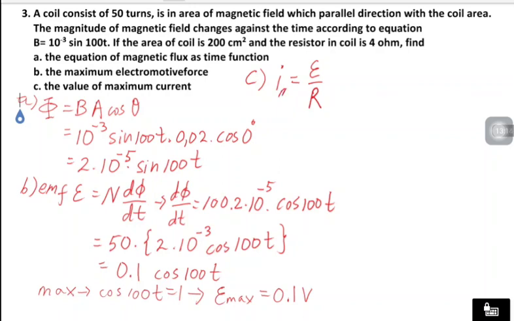If the current is maximum, then the EMF has to be maximum too, so this maximum current will be 0.1 from option B, divided by 4, and then we get the value of maximum current is 0.025 ampere. Okay, next, number 4.